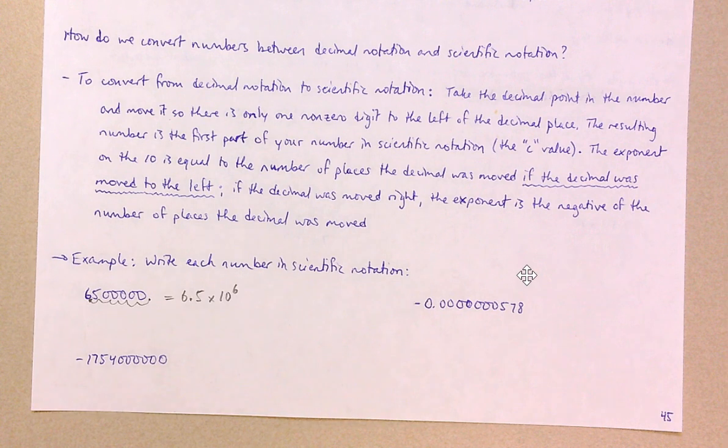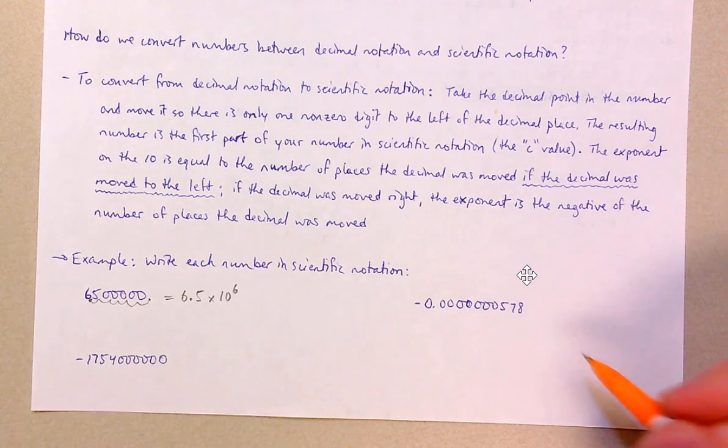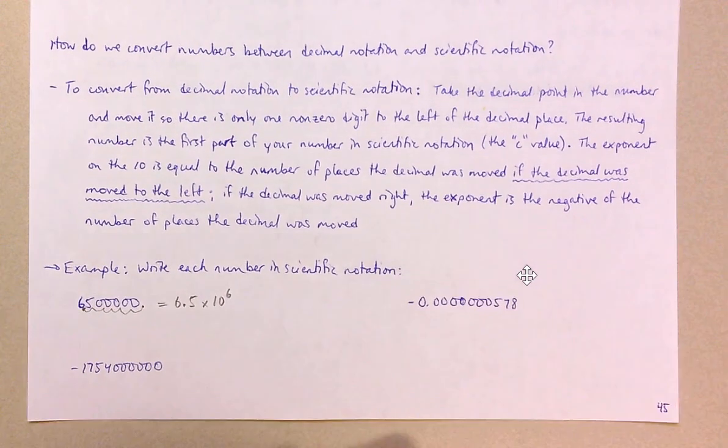So 6.5 times 10 to the power of 6 is going to be this number in scientific notation. All right, let's go on to the next one here. Negative 0.0000000578. A lot of zeros going on there.